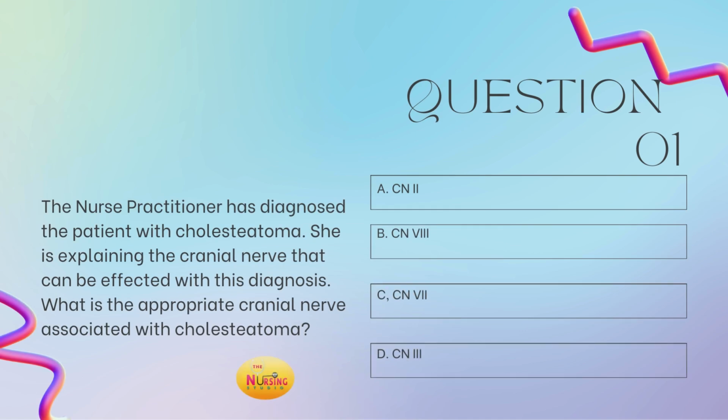Okay, so question number one states the nurse practitioner has diagnosed the patient with cholesteatoma. She has explained the cranial nerve that can be affected with this diagnosis. What is the appropriate cranial nerve associated with cholesteatoma? Is it cranial nerve 2, cranial nerve 8, cranial nerve 7, or cranial nerve 3? Take a moment and tell me what you got in the comments, you guys.